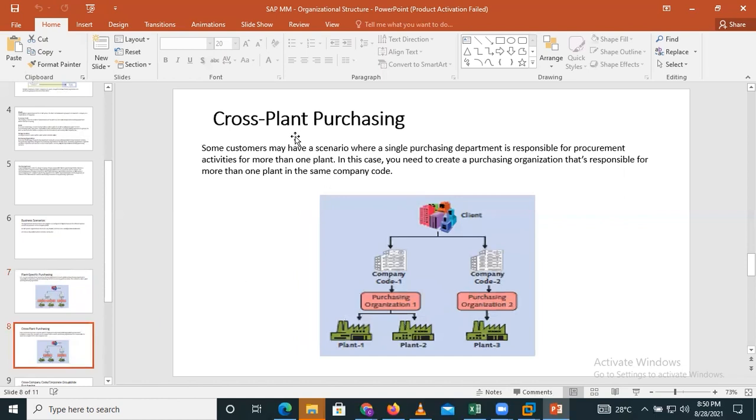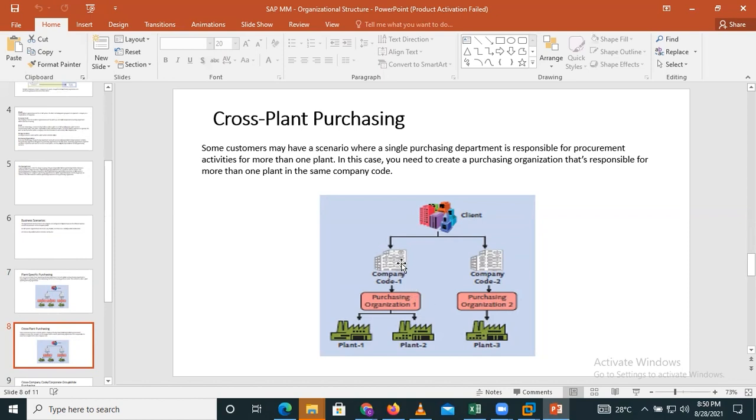Now let's go to the cross plant specific purchasing. What is meant by cross plant specific purchasing? We have client, which is the highest organization unit. Under client, we have hundreds of company codes. Currently, we have 2 here in the diagram: company code 1 and company code 2. Under company code 1, we have 2 plants, plant 1 and plant 2. For example, company code India, we have 2 plants, one in Jamshedpur and one in Pune. Company code Japan, we have a plant in Tokyo.